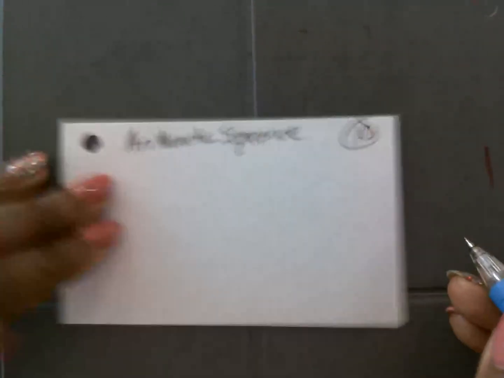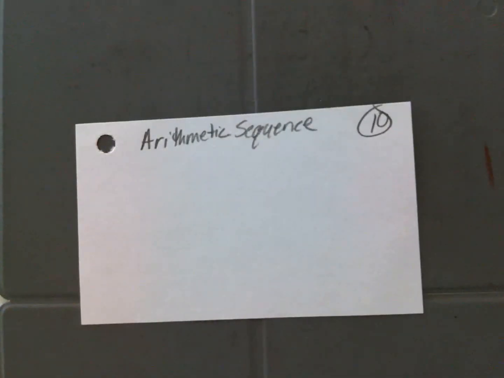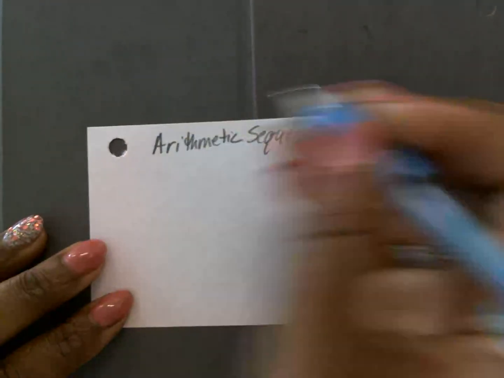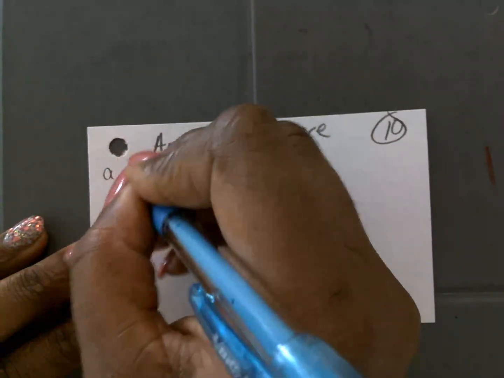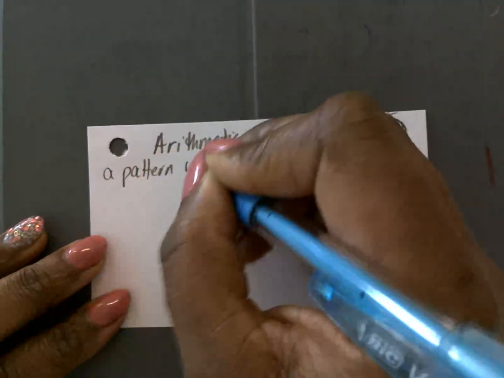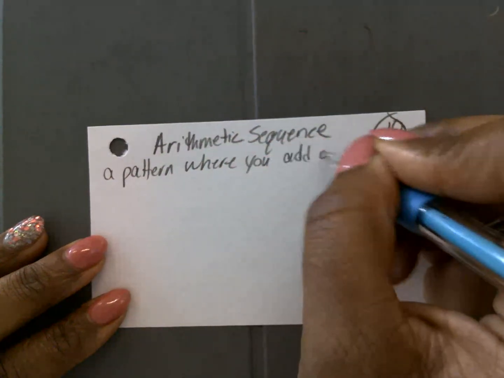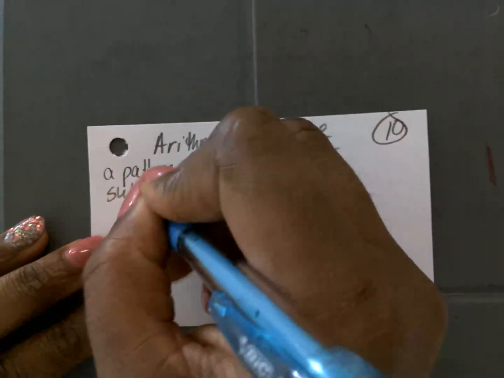All right, so what by definition do you think an arithmetic sequence is? How does it repeat? It repeats stuff in a pattern. What kind of pattern? Adding or subtracting. Okay. A pattern where you add or subtract to get the next number.